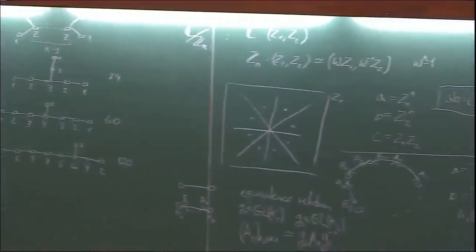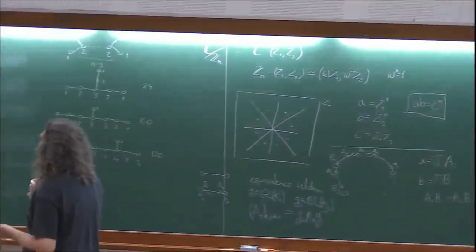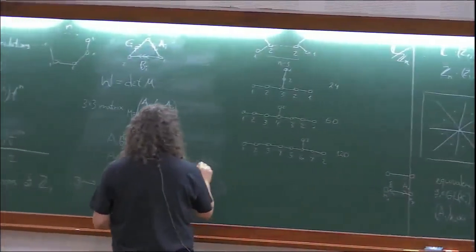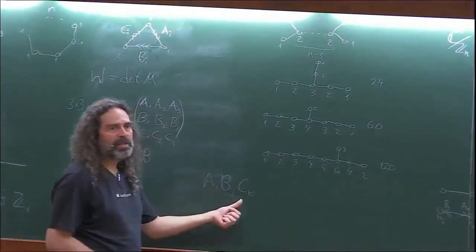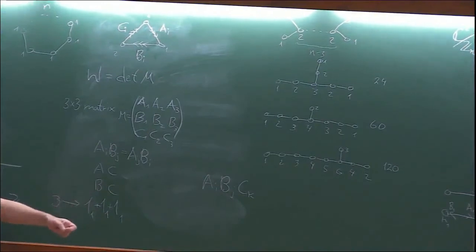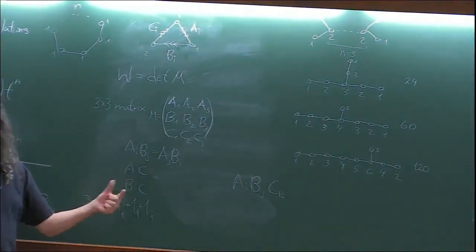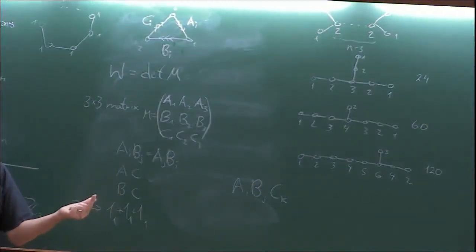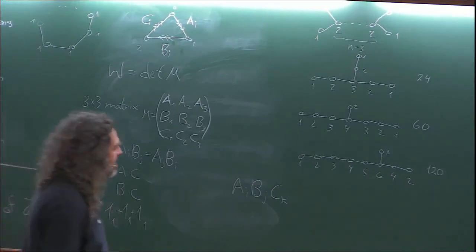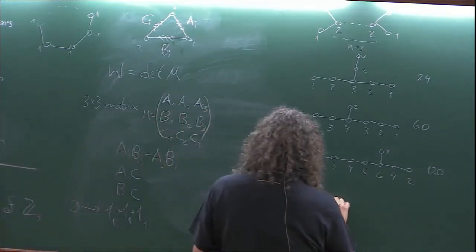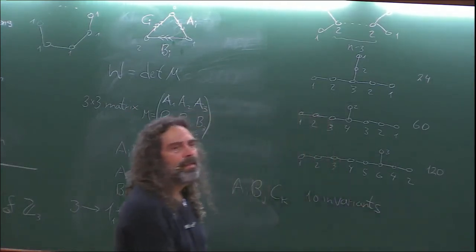So now, let's write down the invariants. So I have 27 invariants, as we said, AiBjCk. Each one of them runs over 1, 2, 3. So 27 invariants. However, there are the relations which tell me that all of those indices commute. So only 10 out of 27. Right? Is this clear?